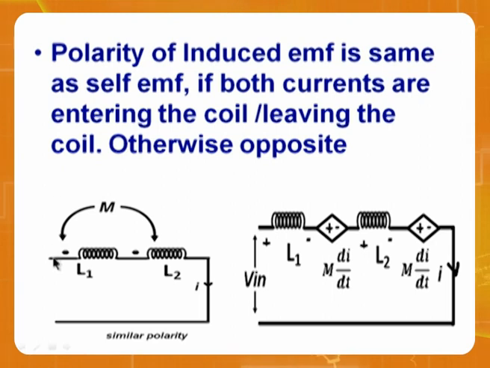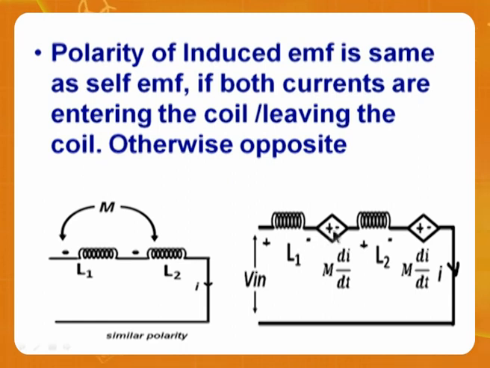Look here. Same current. Here it is entering the dot and entering the coil. Here also, entering the dot, entering the coil. That means similar polarity. We should take the same as the self EMF.